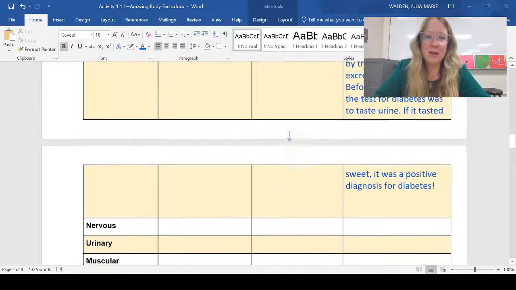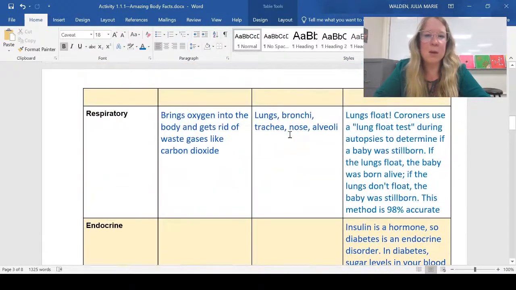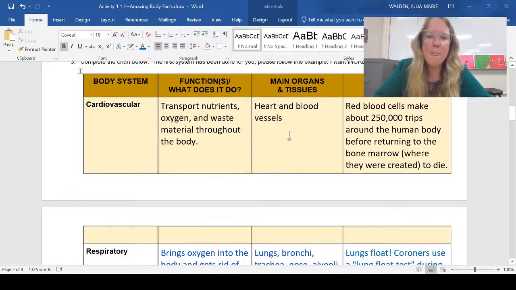Okay, that sounds like a lot, but I'm going to give you a couple of examples. So here's my fact for the cardiovascular system.